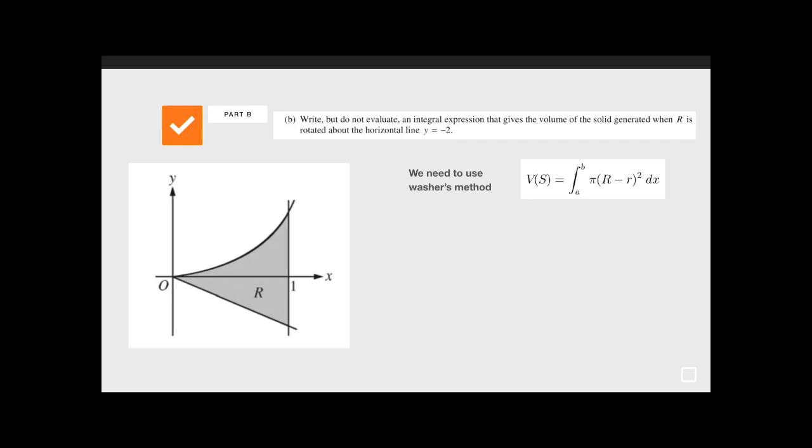And for the volume, it should be pi times the integral from 0 to 1 of the square of the larger radius, which is the square of x times e to the x squared plus 2, minus the square of the smaller radius, which is the square of negative 2x plus 2, dx. And so that is the integral expression of the volume of the solid.